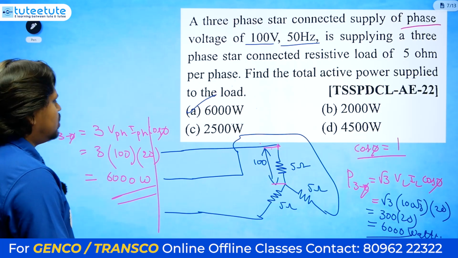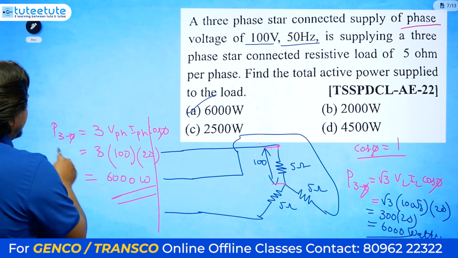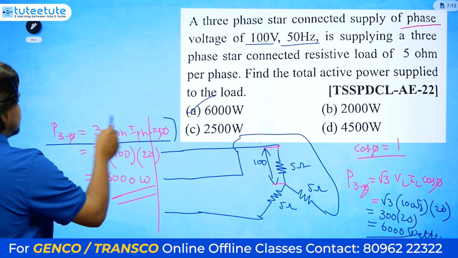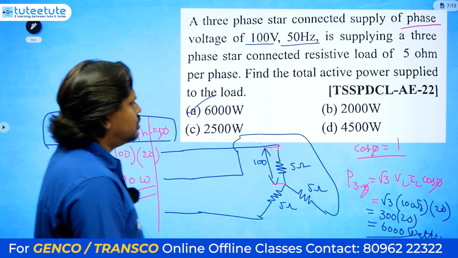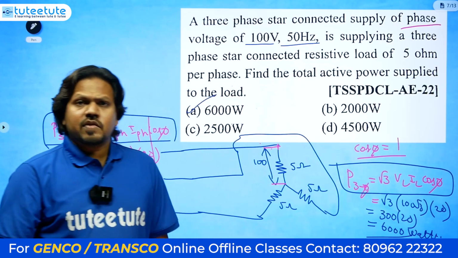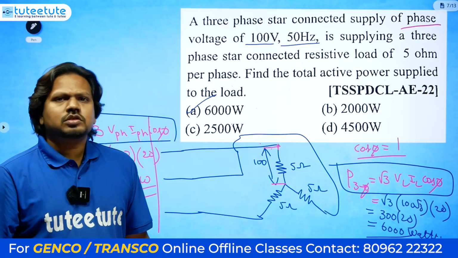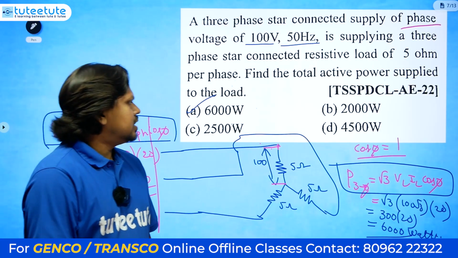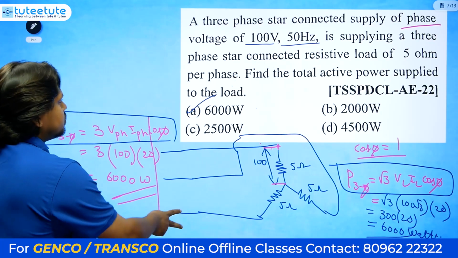Here we need to understand some points. Whether you use line values or phase values, you will get the same answer only. So no need to be confused; whichever is comfortable for the given data, that we have to use. Like this we have to solve this question.